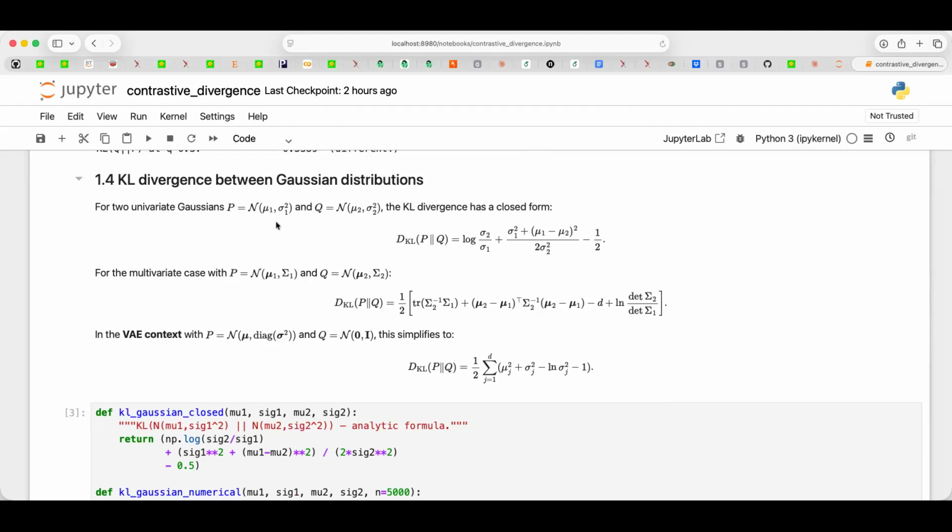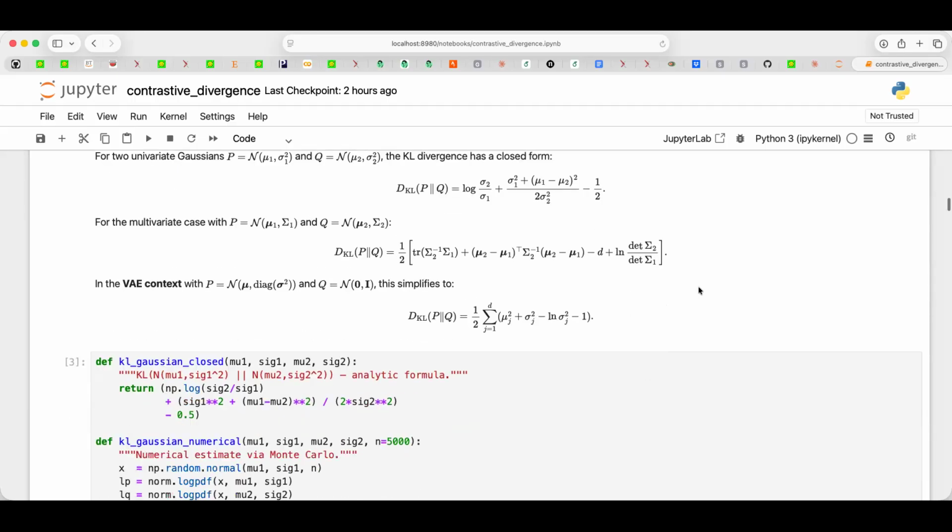And when I have two Gaussians and I take the ratio of them, then this ends up being an analytical expression. So this is a Gaussian which is centered around mu1 with variance sigma 1. And then you have another distribution which goes like that. If you have a multivariate one, then you still have a nice analytical expression, but you need to evaluate traces and a determinant of the covariance matrices.